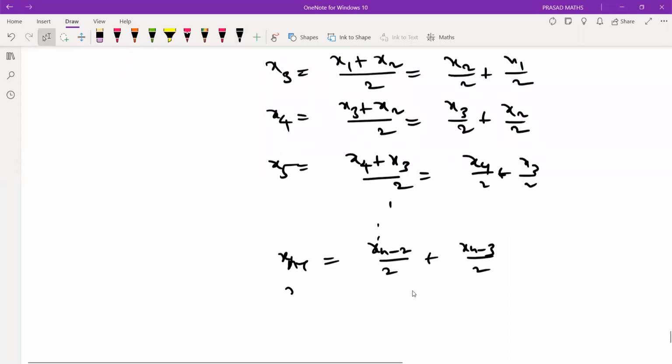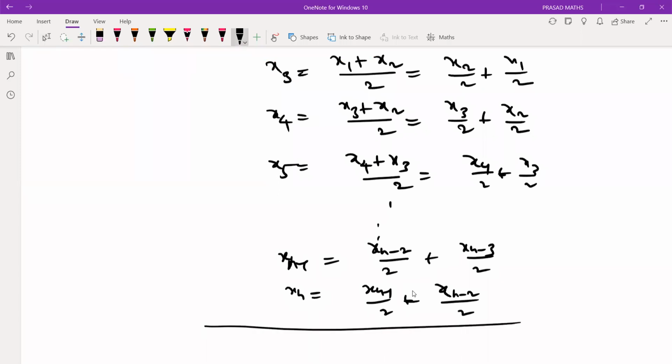Next, xn is nothing but what? xn-1/2, xn-2/2. Now you add all these terms, just add them: x3 plus x4 plus x5 going on to xn-1 plus xn. But what is this exactly?